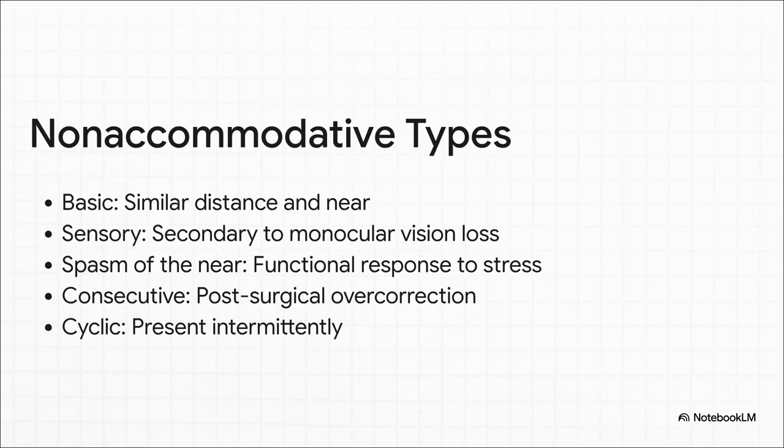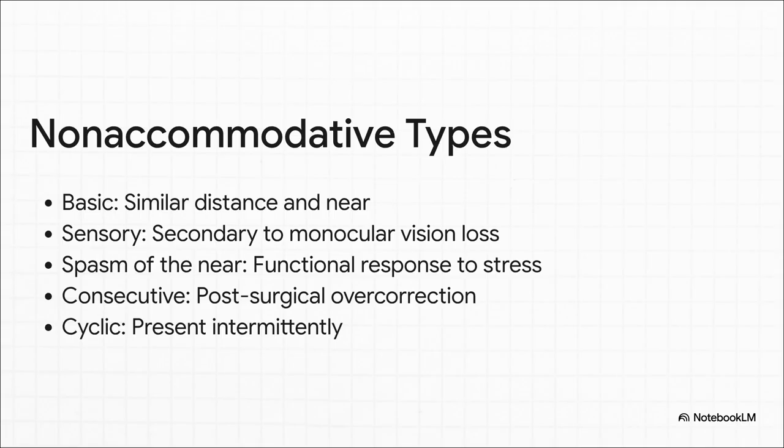Next, sensory esotropia. This happens when the brain is deprived of a clear image, like from a dense monocular cataract or corneal scar. Deprived of fusion, the cortex kind of abandons binocularity entirely, and the blind eye just drifts inward. Then we have spasm of the near reflex, which is a functional, often psychosomatic response. A great clinical trick here is that their abduction looks absolutely terrible when testing binocularly, totally mimicking a bilateral sixth nerve palsy, but it magically recovers perfectly when you cover one eye and test monocularly.